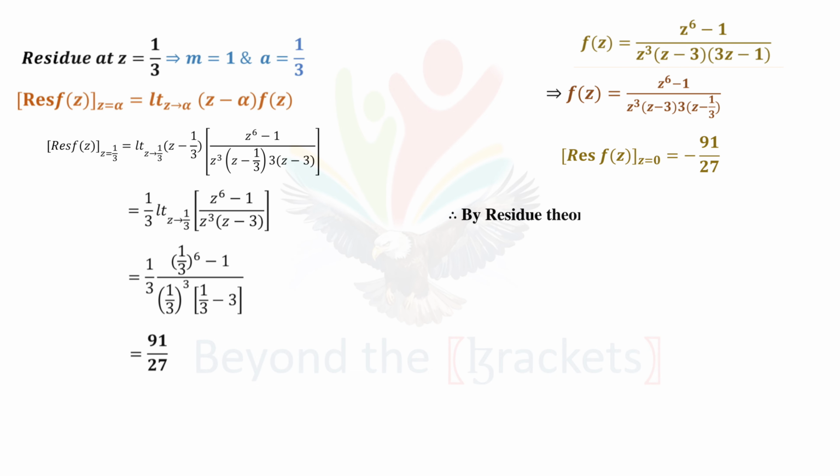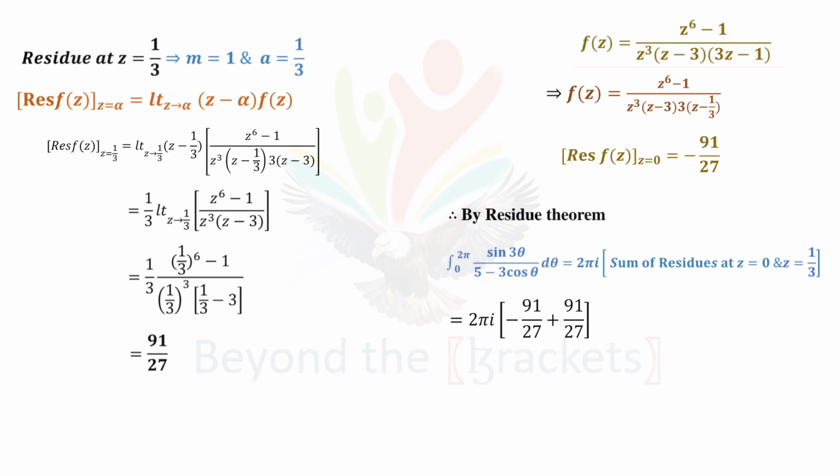By residue theorem, we have 2 pi i into sum of residue at z is equal to 0 and z is equal to 1 by 3. So that will be simplified as 0.